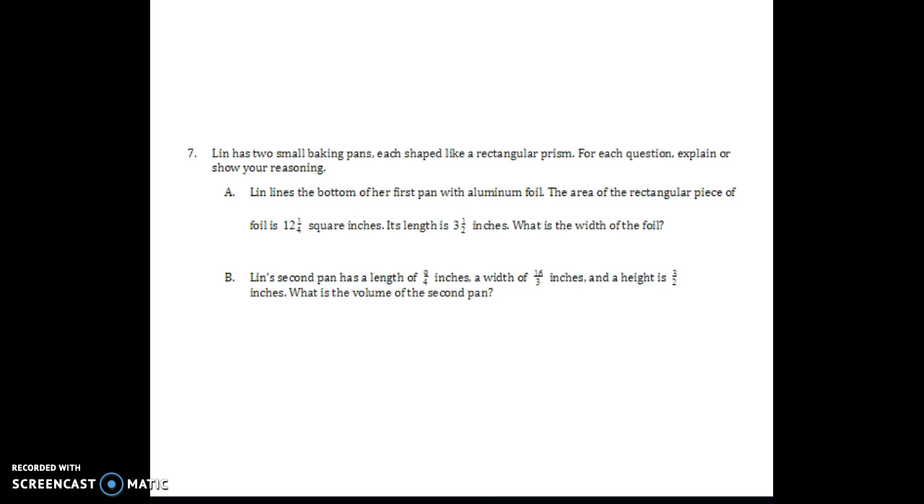B. Lynn's second pan has a length of 9/4 inches, a width of 16/3 inches, and a height of 3/2 inches. What is the volume of the second pan?